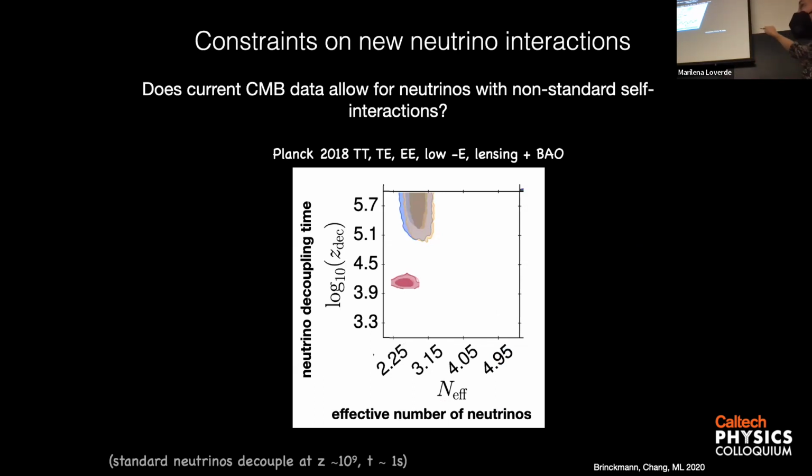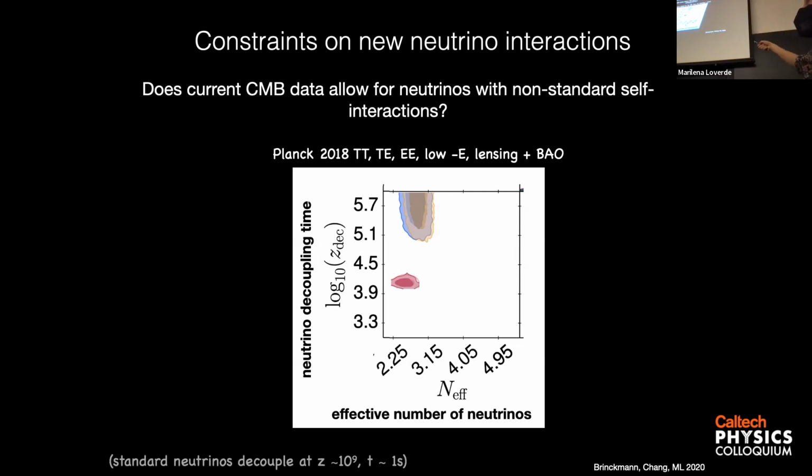On this plot, we look at Planck temperature, polarization, power spectra, gravitational lensing. You can add BAO data. It doesn't make a big difference for what I'm about to say. And we look at joint constraints on the effective number of neutrinos on this axis and the neutrino decoupling time. So this is the log of the neutrino decoupling time. Standard model neutrinos would decouple up here at like 9.